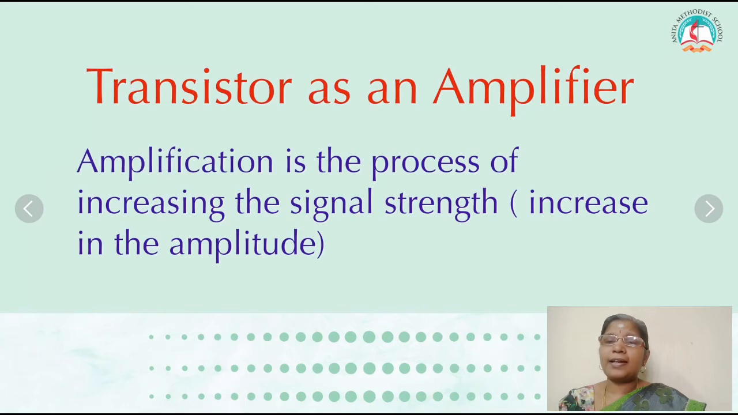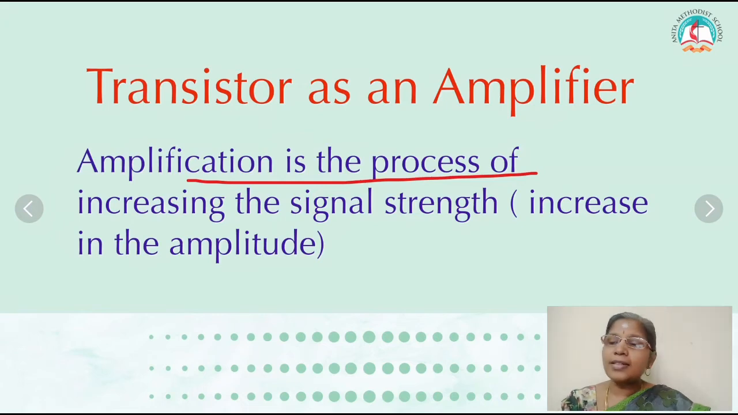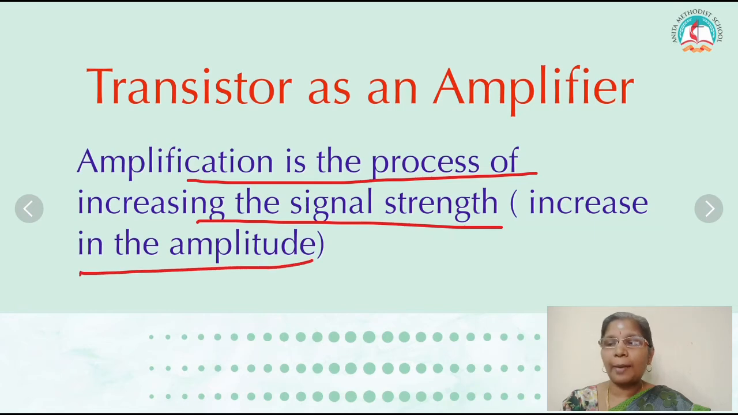Then how does the transistor act as an amplifier? What is meant by amplifier? Amplification is a process of increasing the signal strength, that is called amplifier. Increasing the amplitude, that is amplifier.